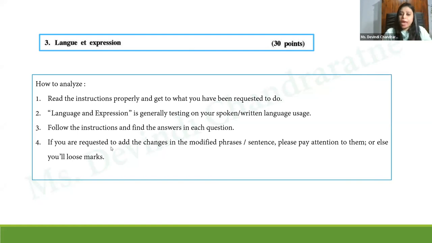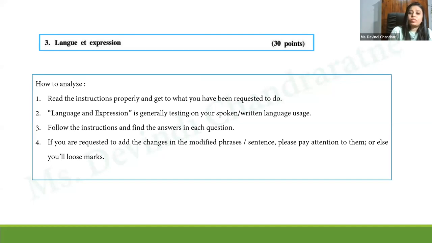If you are requested to make changes in the modified phrases or sentences, please pay attention to them or else you will lose marks. So here what I wanted to say is, imagine that you are given a question just to add plurals. You are given the sentence in singular, using singular nouns and all, and you are requested to change those singular nouns into plurals. If you only change the singular nouns into plurals, can the sentence be a correct one? No, right? You have to change the verb, which means the verb conjugations have to be changed. You have to change the adjectives, adverbs. So these things have to be changed. The language components have to be changed. So when you are requested to make some changes within the questions, remember that you adapt the sentence, and the new format of the sentence has to be changed too, right? You have to pay attention to grammar, the sentence patterns and everything, right?